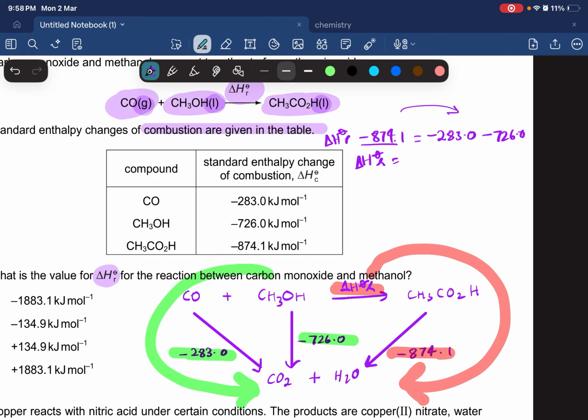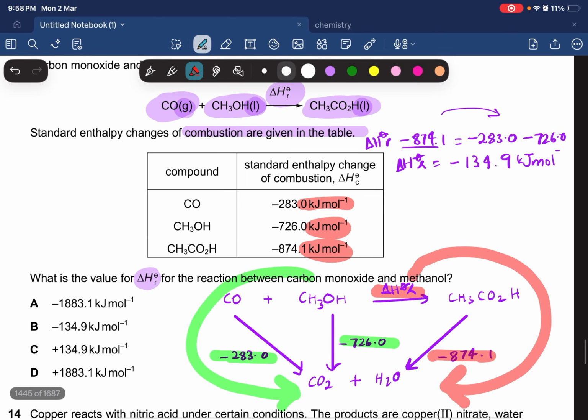...874.1, and you get a negative 134.9 kilojoules per mole. Why? Because the values that were given in the table were in kilojoules per mole. So we are using all of them in kilojoules per mole. So I get negative 134.9. This is going to be my answer.